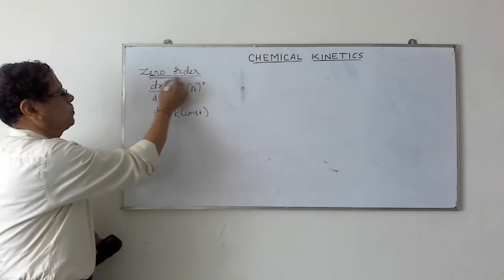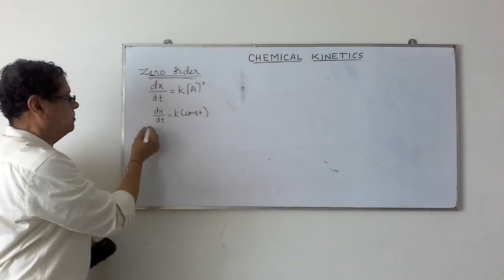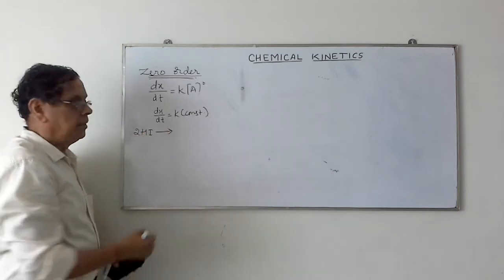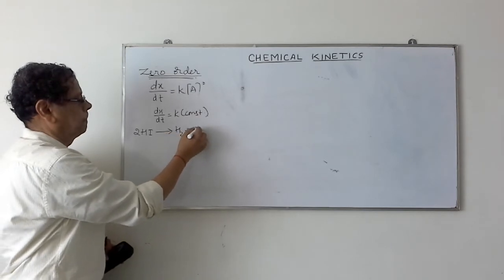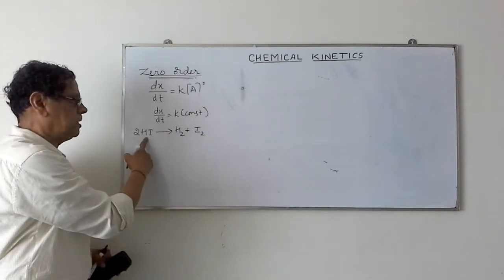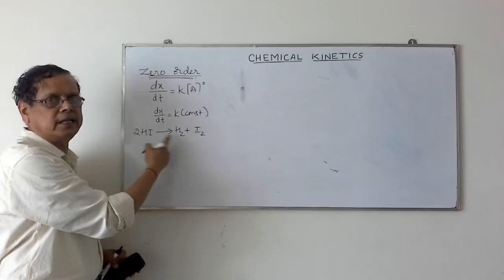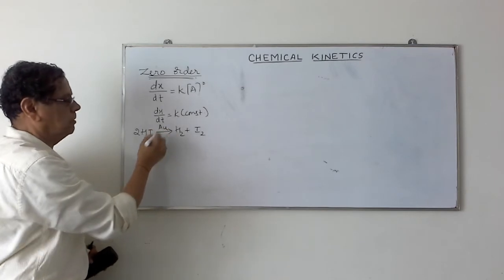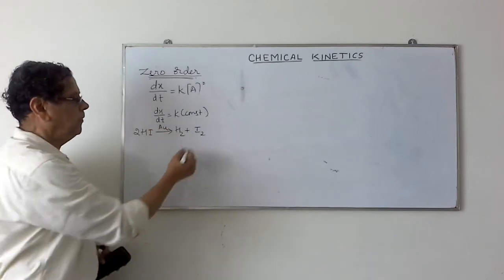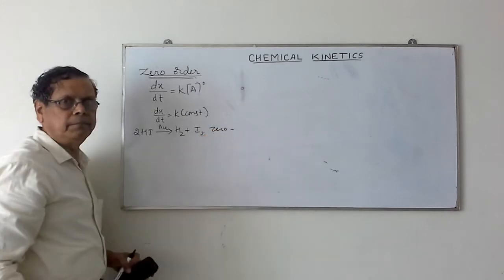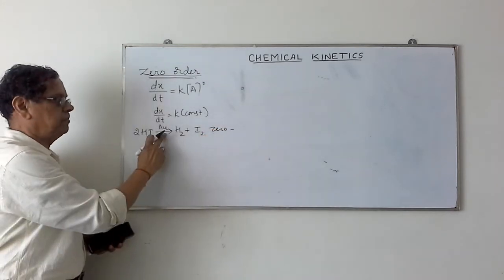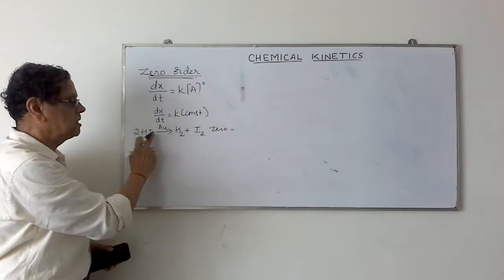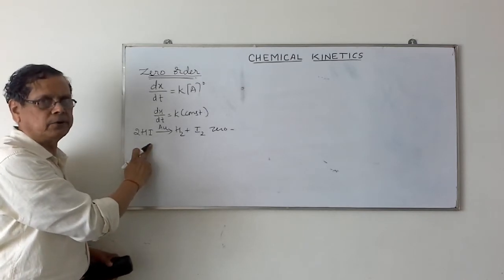Now let us see some examples for the zero order reaction. Suppose you consider the dissociation of hydrogen iodide giving rise to H2 plus I2. If you carry out the reaction in absence of any catalyst, it is actually a second order or bimolecular reaction. But when you carry out this reaction on the surface of the gold, it follows a zero order mechanism. It means on the surface of the gold, the dissociation of hydrogen iodide to give hydrogen and iodine does not depend on the concentration of hydrogen iodide.